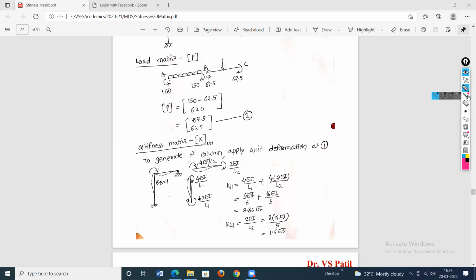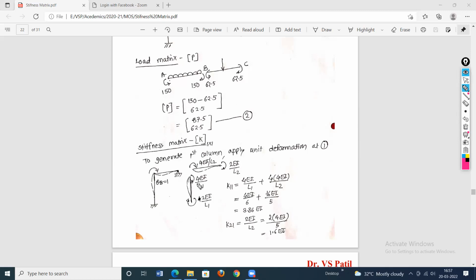Apart from this, reactions at the ends of the member also develop. But in the figure, these reactions are not shown. The reason is that our coordinate 1 and coordinate number 2 are both rotational movements. Therefore, in the stiffness matrix, both elements are rotational forces, so the reactions are not required in the stiffness matrix. Therefore, do not unnecessarily increase the time for solving. That particular calculation which is not required, don't do it. Only the moments are required, therefore the moments are shown in the figure.